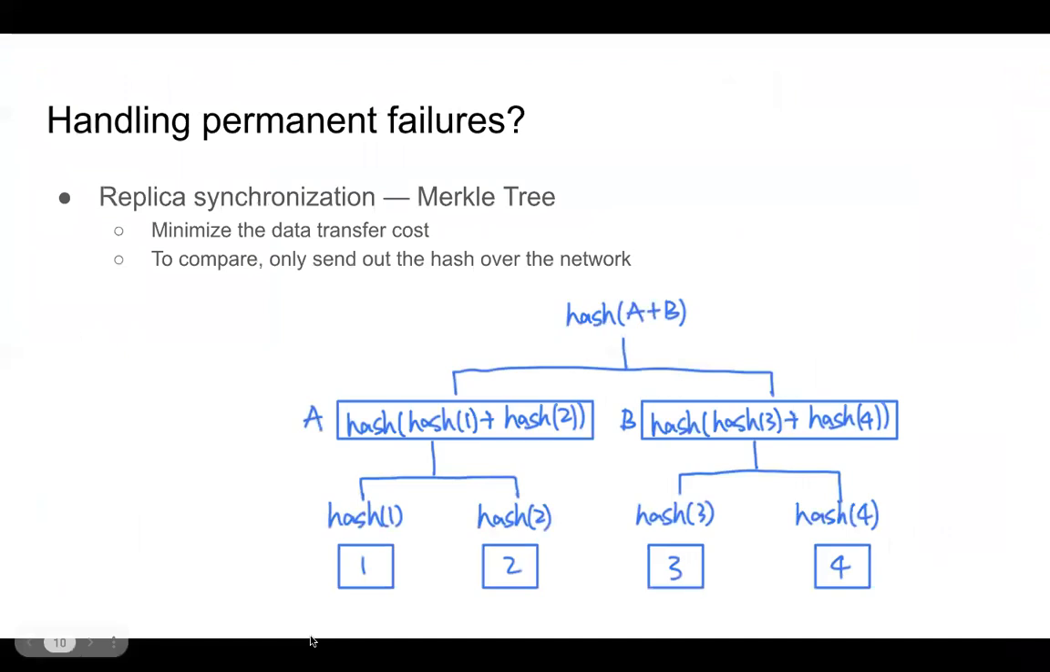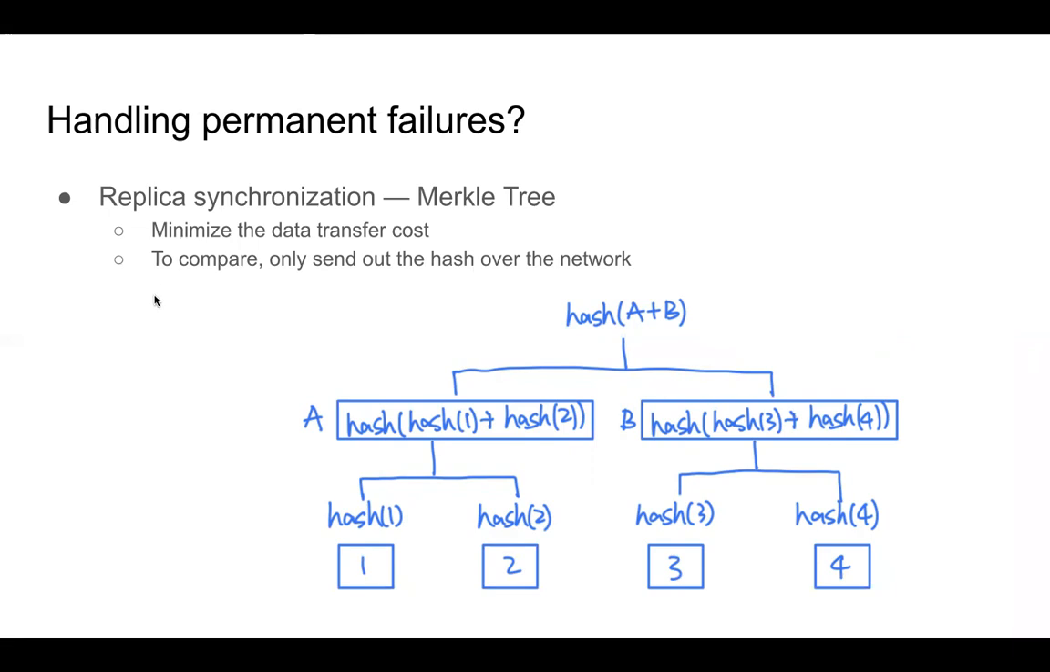The other thing is how Amazon handles permanent failures, or more specifically, replica synchronization. How does the system know that two pieces of large data are the same, basically? How to make this synchronization? It uses something called a Merkle tree just to minimize the data transfer cost.